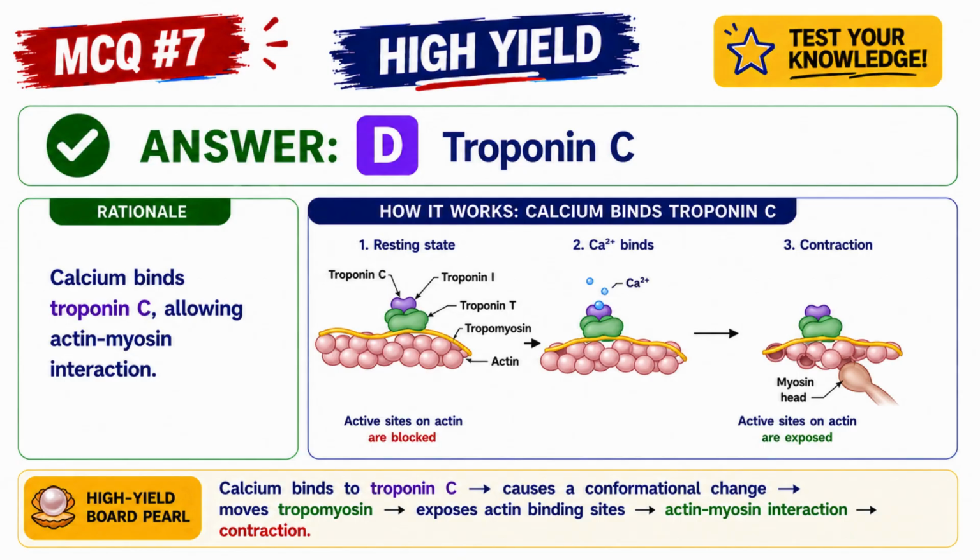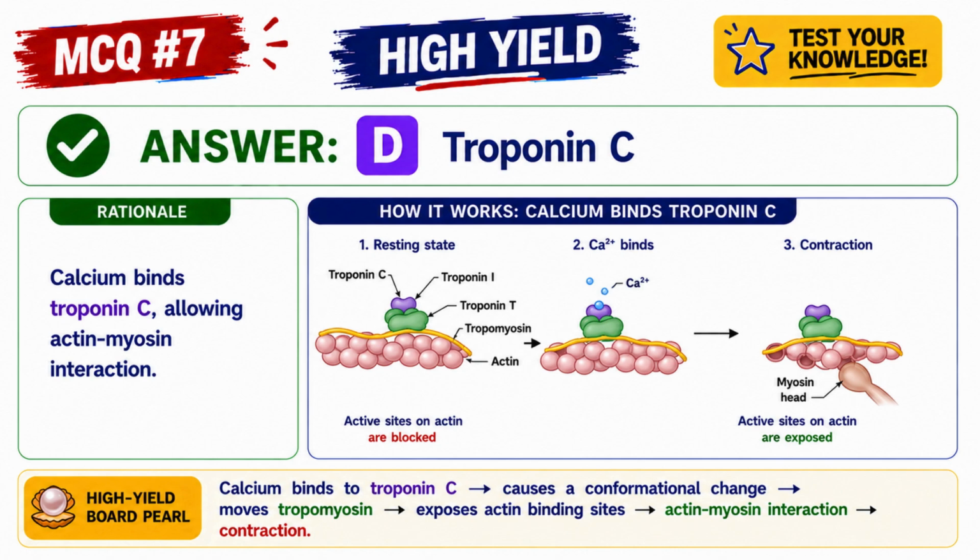Here is what happens when calcium arrives. Calcium binds Troponin C. This binding changes the configuration of the entire troponin-tropomyosin complex. Tropomyosin shifts position, moves away from the myosin binding sites, exposing them on actin. Myosin heads can now bind to actin. Cross-bridge cycling begins. The power stroke occurs.